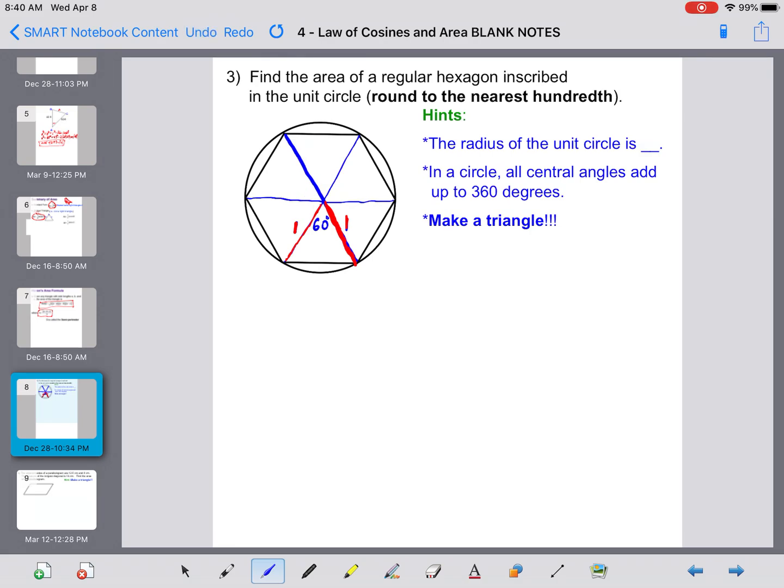I'm only going to label the one down there so that I can deal with it. By finding one triangle, because all 6 triangles are the same, I can just find the area of one triangle and multiply by 6.